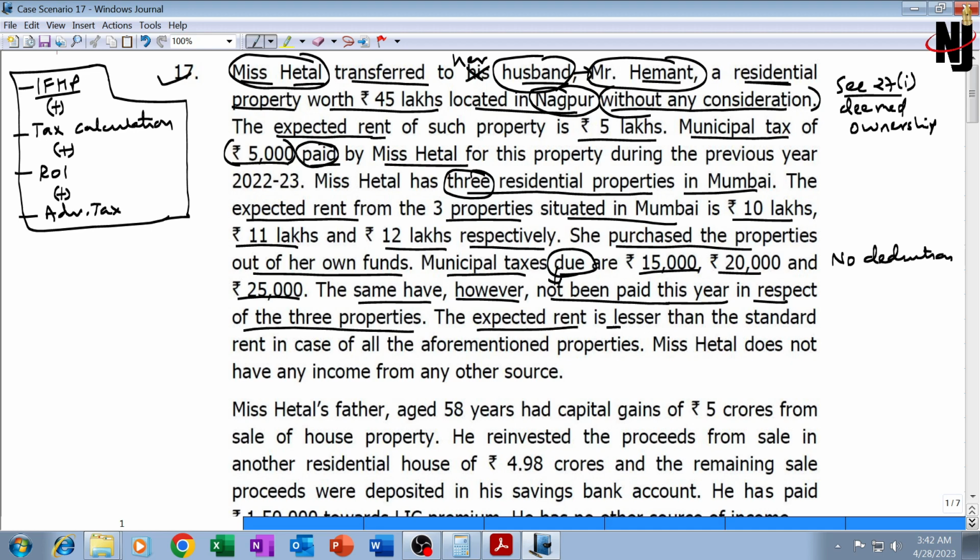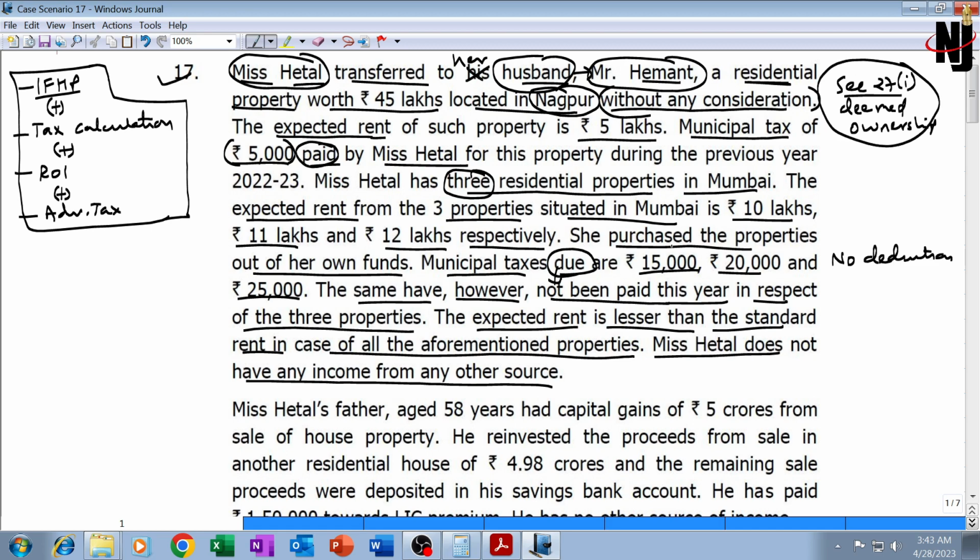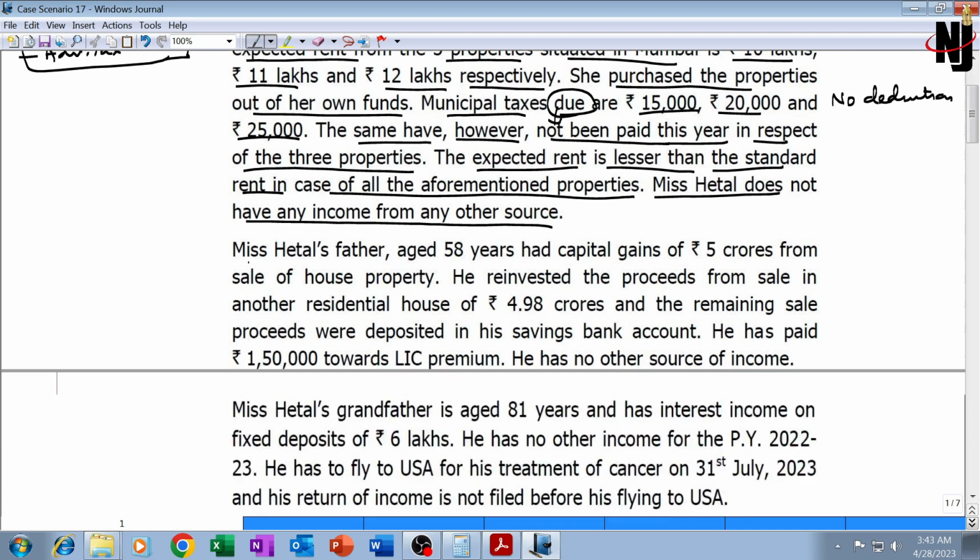The expected rent is less than the standard rent in case of all the aforementioned properties. So these 3 properties seem to be self-occupied or lying empty. Ms. Hetal does not have any other source of income. Okay, so out of these 4 properties belonging to Hetal, including Nagpur property under section 27(1), we will have to make a choice which 2 properties to be considered as self-occupied, and which remaining 2 properties to be deemed to be let out. Further, that was Hetal's story.